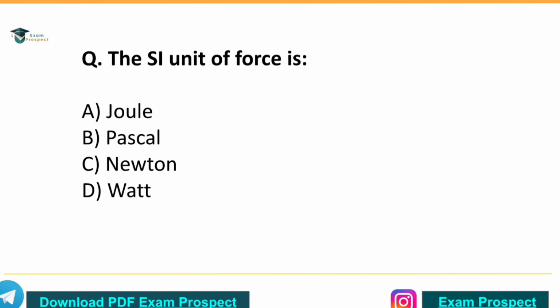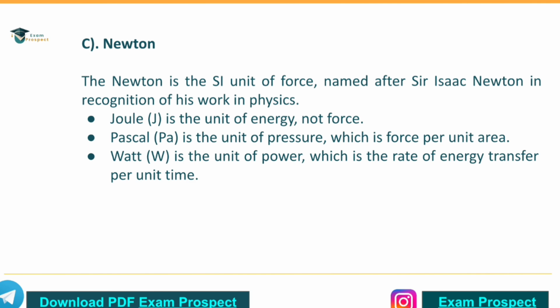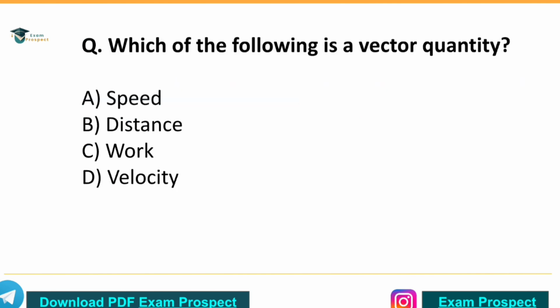The SI unit of force is, the correct answer is option C, Newton. The Newton is the SI unit of force named after Sir Isaac Newton in recognition of his work in physics. The other options are incorrect because Joule is the unit of energy, not force. Pascal is the unit of pressure, which is force per unit area. And Watt is the unit of power, which is the rate of energy transfer per unit time. Next question.